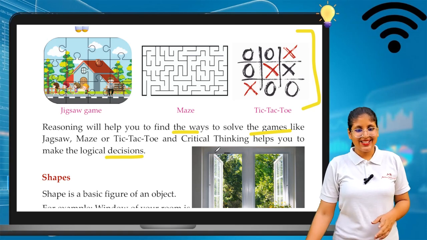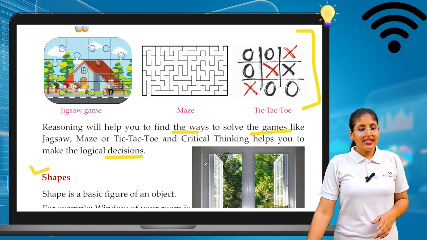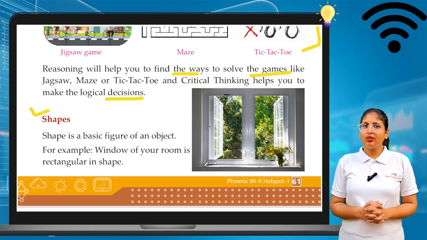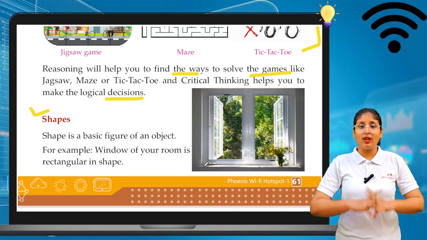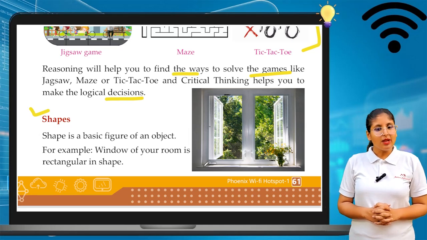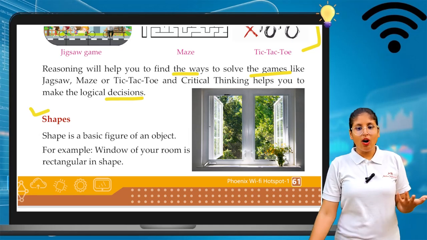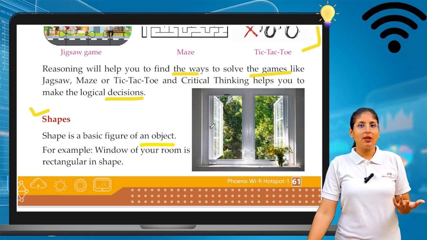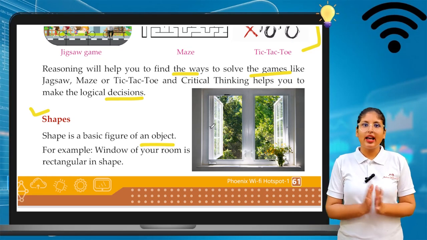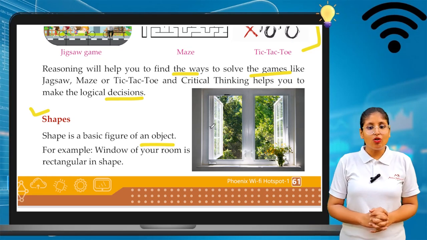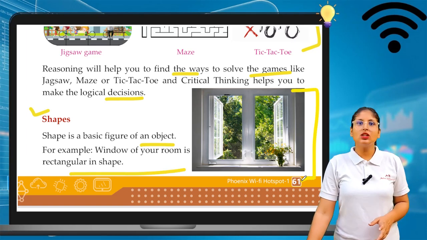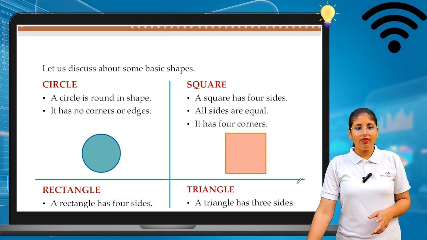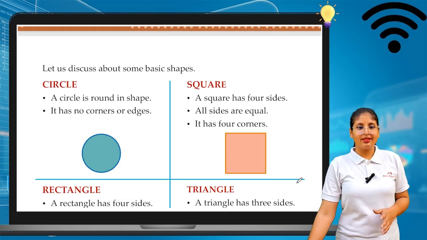Okay, so we will see shapes. We already know the shapes. In the previous class also we already discussed the shapes. Shape is a basic figure of an object. So every object has a shape. Yes or no? Every object has a shape. For example, the window of your room is rectangular in shape. Like this window is a rectangular shape. Yes or no? Yes.